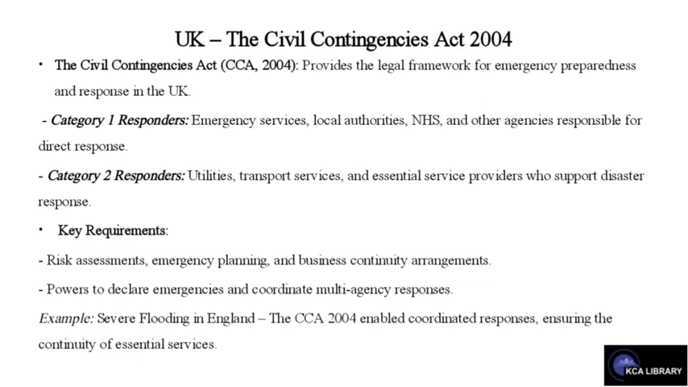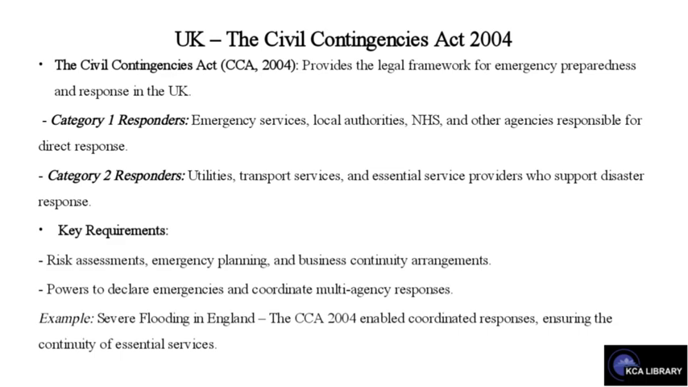Now, for the UK, we have the Civil Contingency Act of 2004. The Civil Contingency Act (CCA) provides the legal framework for emergency preparedness and response in the UK. Now, we have Category 1 and Category 2. For Category 1 responders, we have emergency services, local authorities, the NHS, and other agencies responsible for direct response, right? Then we have Category 2 responders. These are utilities, transport services, and essential service providers who provide disaster response.